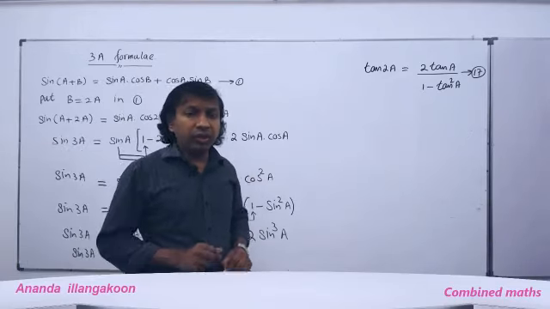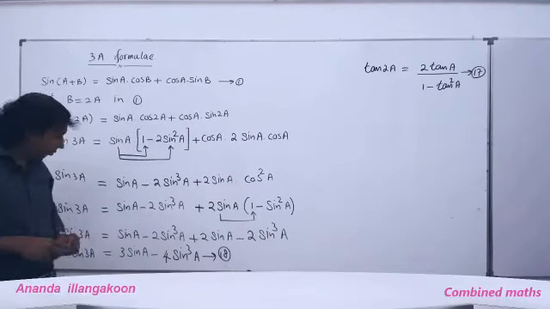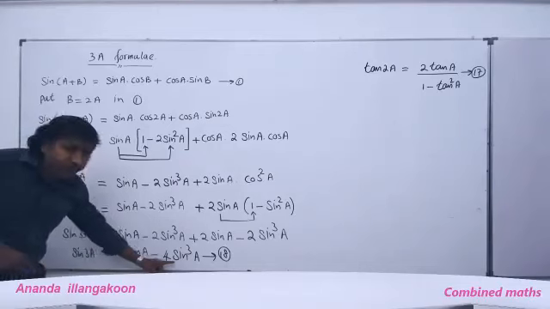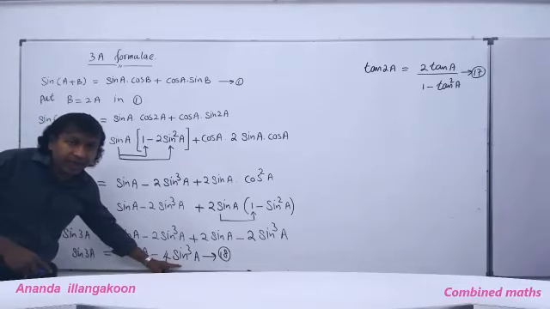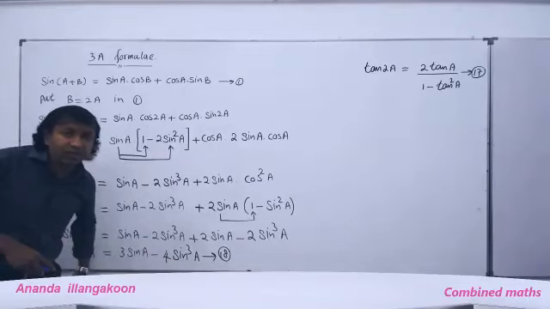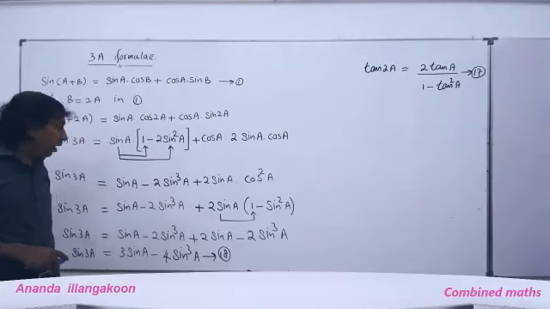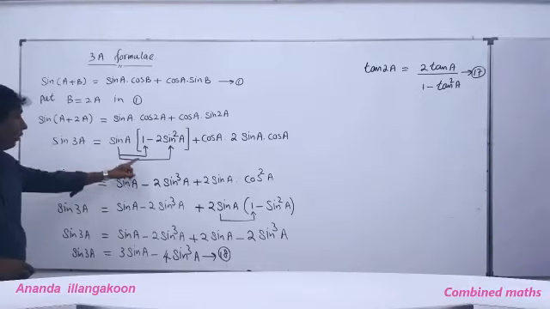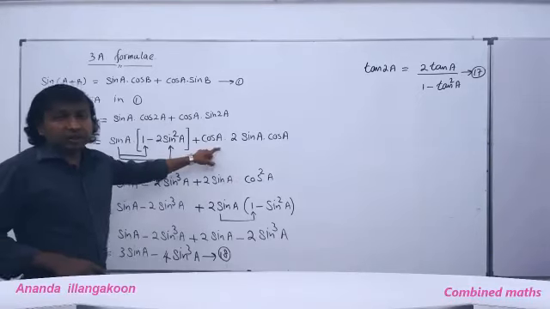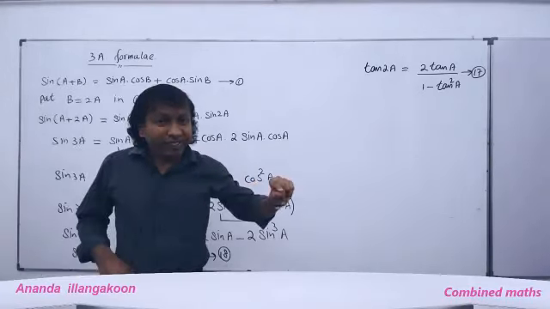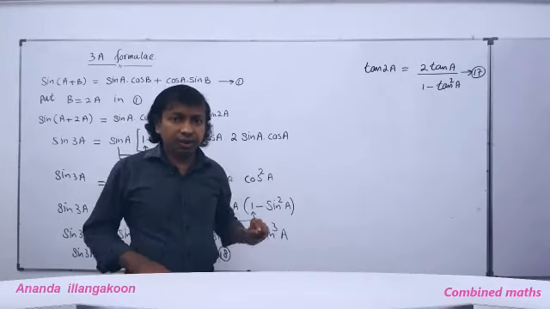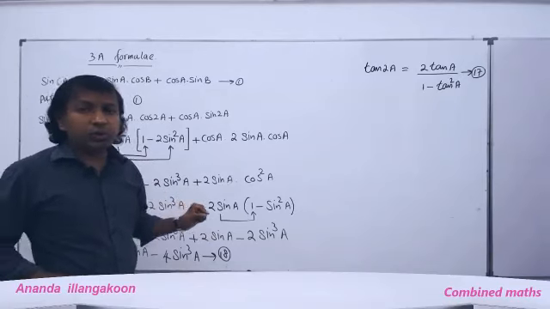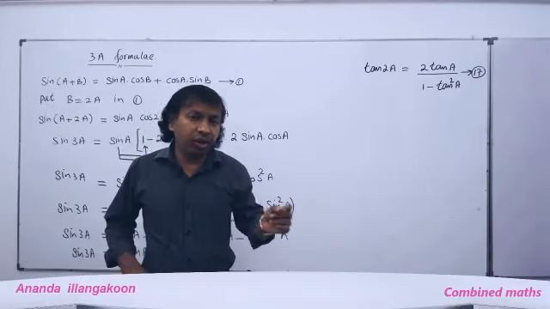People, now in this sin 3A formula, you can see on the right hand side we have only sin terms. This is the standard form for the sin 3A formula. We could have kept it in another form, simplifying like this, but in the sin 3A formula we put on its right hand side only sin terms. Likewise, people, this cos 3A formula also we are supposed to keep on its right hand side only cos terms.